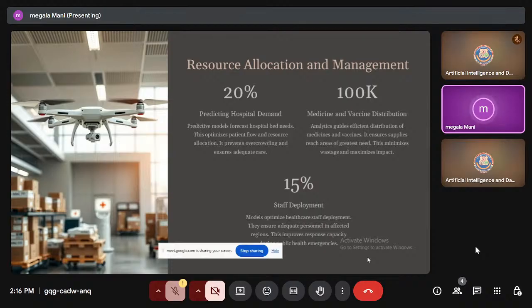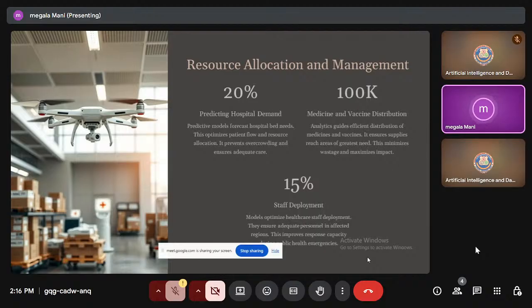The second thing is 100K for vaccine distribution. So analytics guides efficient distribution of medicines and vaccines. It ensures supplies reach areas of greatest need. So this minimizes wastage and maximizes impact.